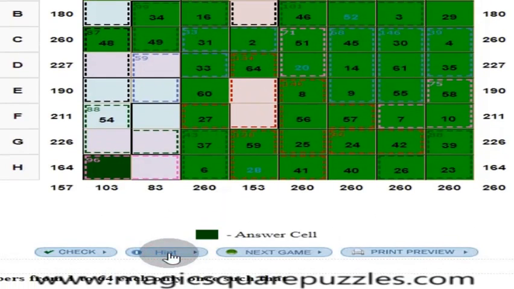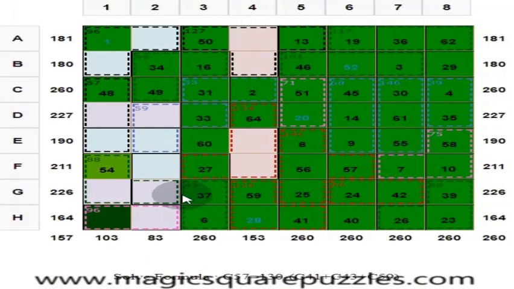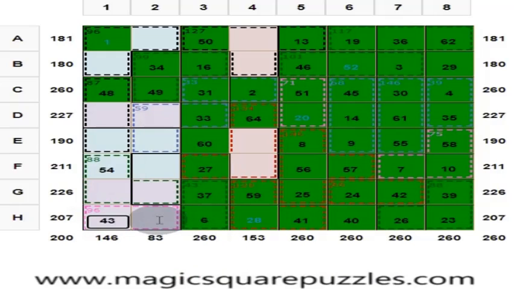You press hint, it shows the way. Okay, it solves it like this. This plus this plus this plus this should give you 130. That rule it applies. Okay, 54 plus 6, 60, 60 plus 27, 87. This is 130 minus 87, 43. Okay, what is this now? Here you put 53. And what is this?